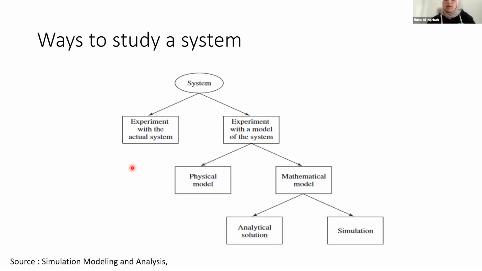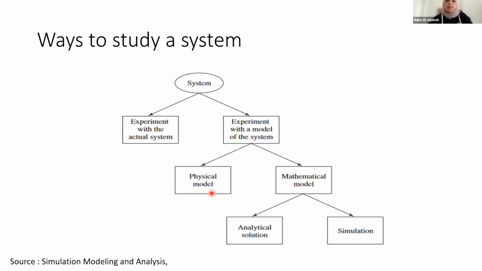So most managers and decision makers go with experiment with a model system. The model could be a mathematical model, an equation that represents what's going on in the real system, solved mathematically, or a physical model. A physical model could be like a car made of clay. It's a model, but in operational research it's different.